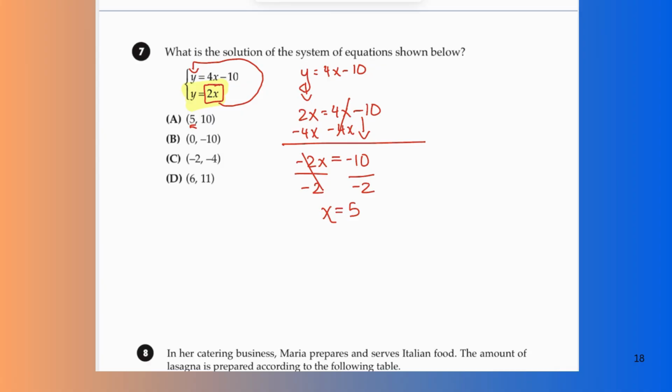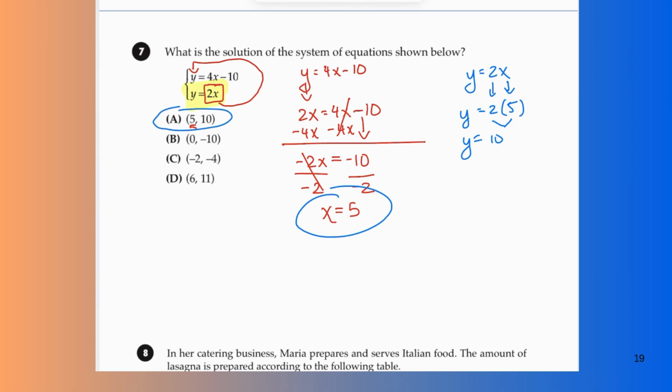So to find the y value, you can pick either equation from the beginning of the problem. I'm obviously going to pick the simpler one. And now that we know what x is, let's replace it. So we're going to replace it with 5, bring down the 2 and solve for y. So y equals 5 times 2 is 10. And so there's our answer choice A.